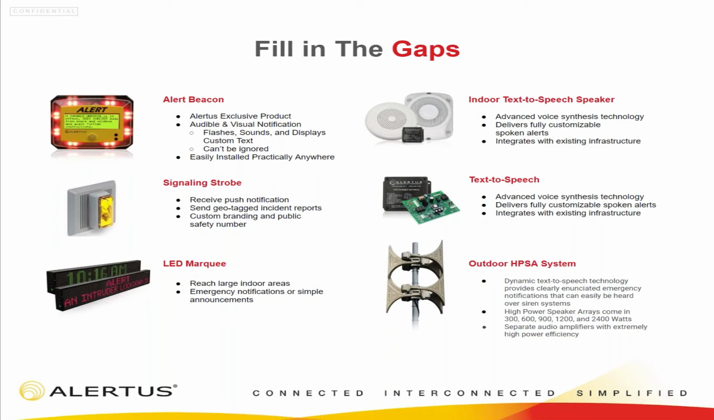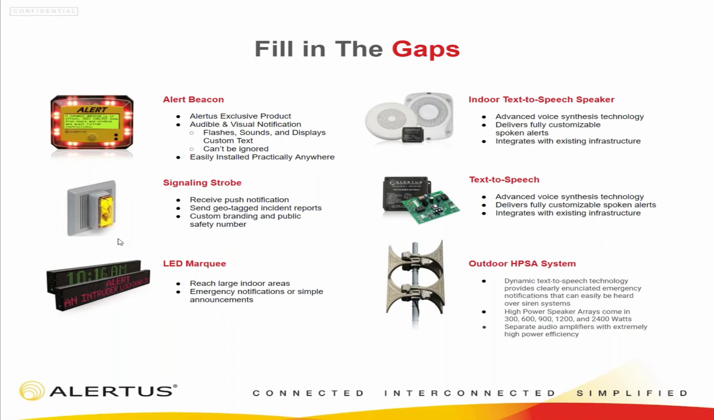We can strategically place these so everybody can see them in those high visibility areas. When that message is distributed, the alert beacon is going off, the flashing lights are capturing people's attention, but now that text on that LED marquee is expressing what that emergency alert is, so everybody knows and can respond accordingly. The signaling strobe works in a similar fashion.